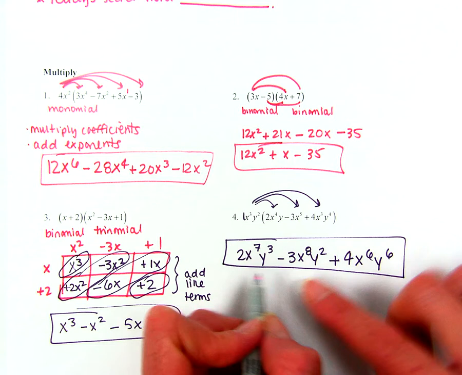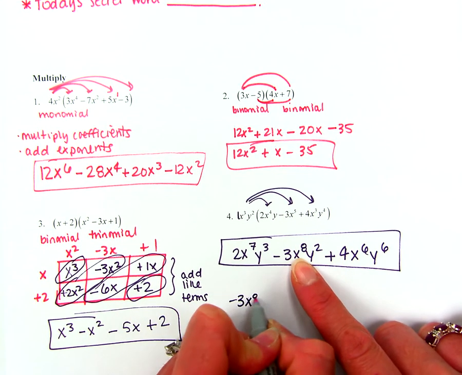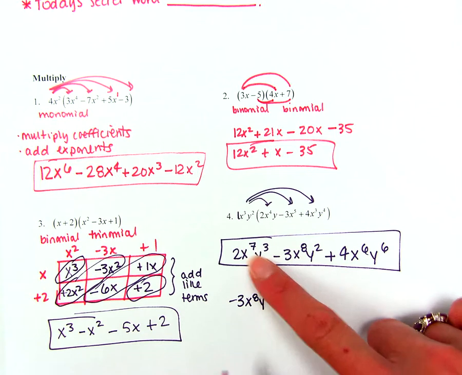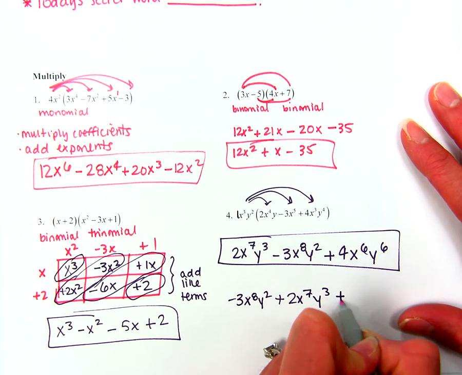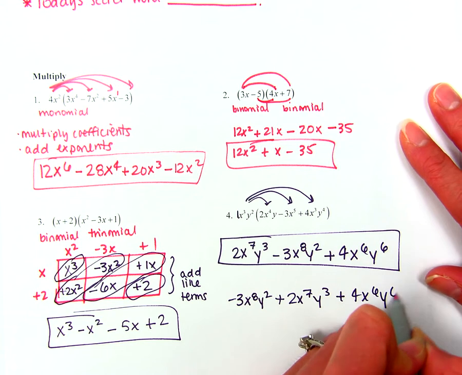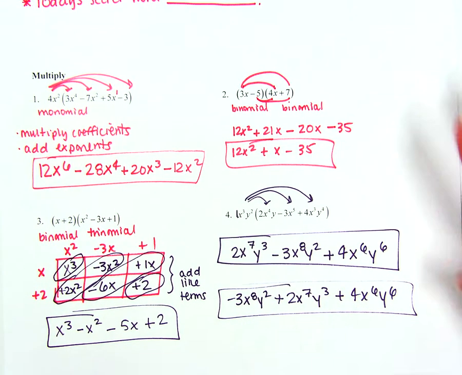Although another way to write it is you look at your x's and you go in descending order. So we have negative 3x to the 8th, y squared, and then this would be x to the 7th, and this would be x to the 6th. So that would go next. But you don't have to do that. I would say this answer is totally fine.